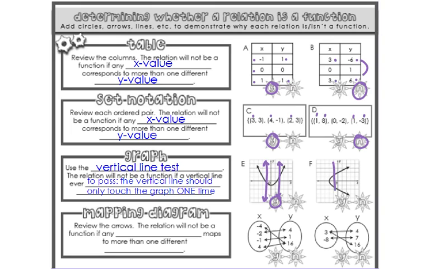So on F, if I draw a vertical line, you can see that it's going to touch the graph two different places. So this is not a function. And then for mappings, review the arrows. The relation will not be a function if any x value maps to more than one different y value.